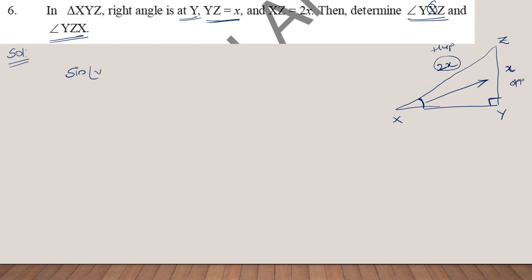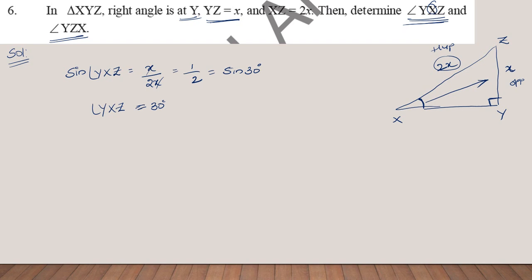So sine of angle YXZ. This is nothing but the first angle that I need to find. So sine of YZX is equal to opposite, so small x by hypotenuse, which is nothing but 2x. Here x and x get cancelled, so I am going to get 1 by 2. So in sine, when are you going to get 1 by 2? It is possible for sine 30 degrees. So clearly from this, YXZ is equal to 30 degrees.